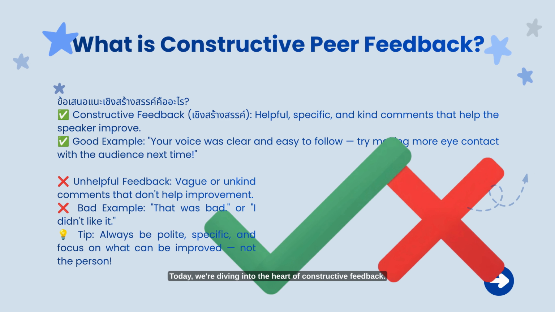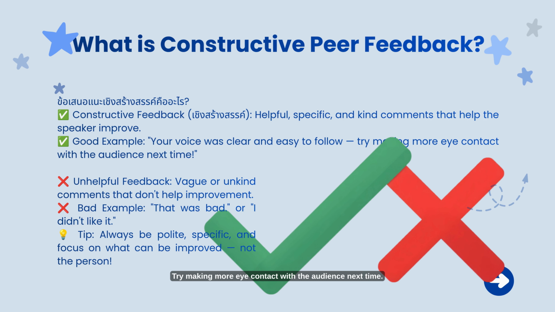Today, we're diving into the heart of constructive feedback. Let's talk about what makes feedback truly helpful and how you can use it to help others improve their public speaking skills. Start by explaining that constructive feedback is all about being helpful, specific, and kind. It's not just about pointing out what's wrong, but also about highlighting what works well and how one can build on those strengths.